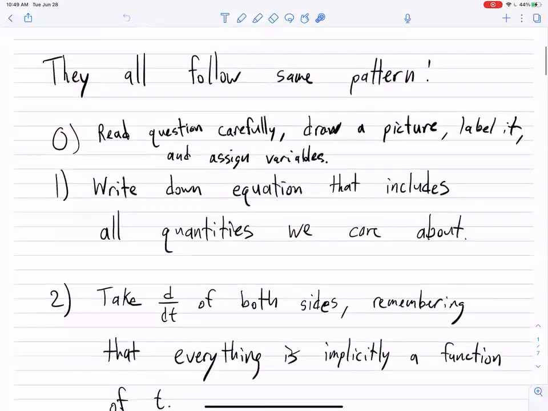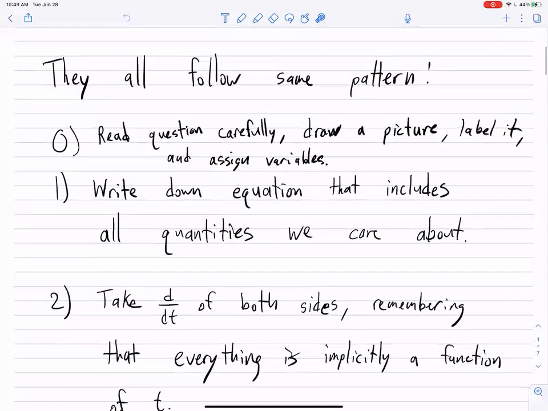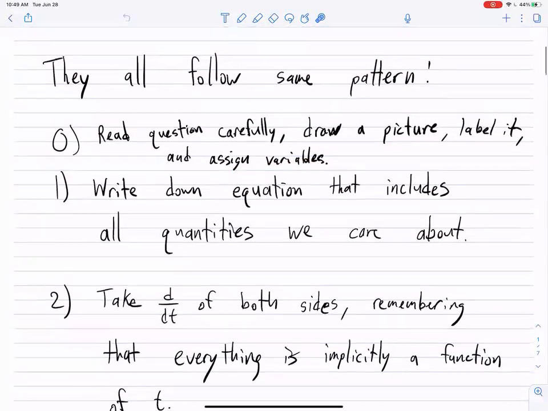So I'll talk about this pattern. We'll do several examples. So the pattern is this. Step 0 is read the question carefully, draw a picture, label it, and assign variables. Super duper important that you do all those things because it really will help frame everything. Drawing a picture helps give you in your mind kind of what's going on. Labeling it and labeling the variables is super duper important. Make sure everything gets a name.